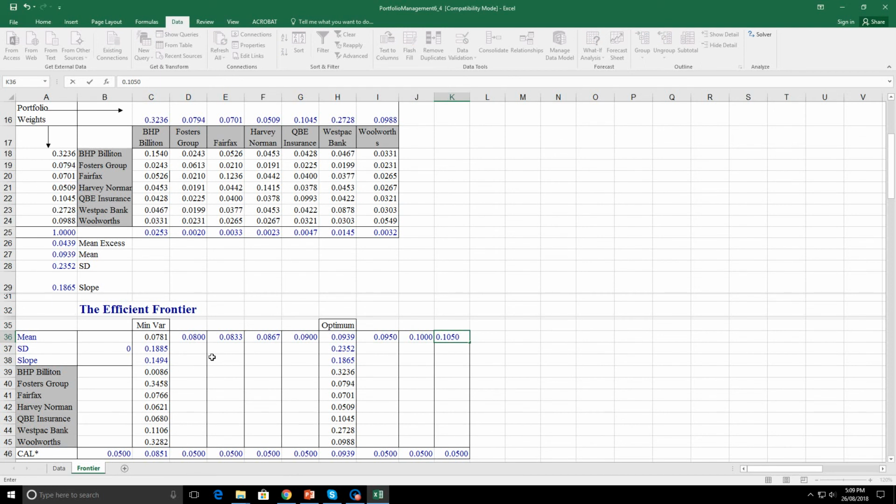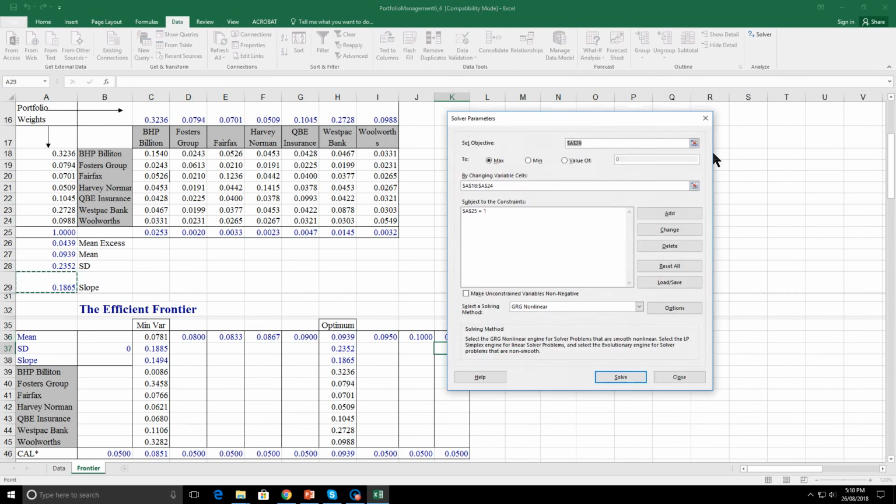You can use other numbers as well, but you need to make sure that these numbers are consistent with the 2 points that we already obtained. So now we will get the weights for all these mean values again. I'm sorry, it's 0.1050. So we go to Solver again, and all others remain the same.